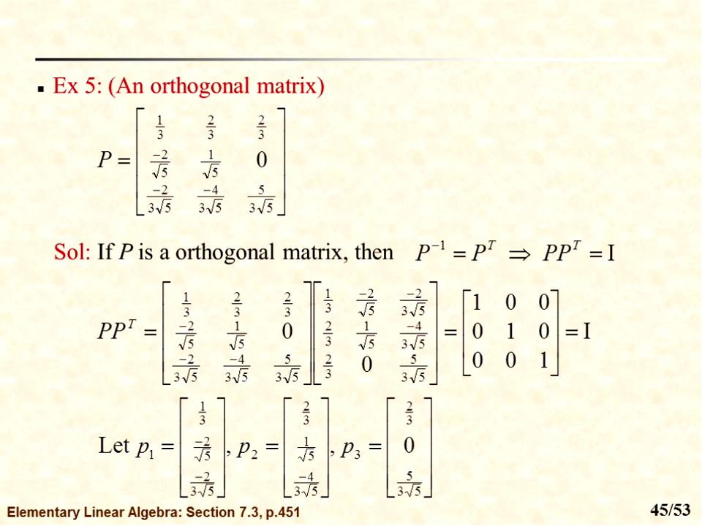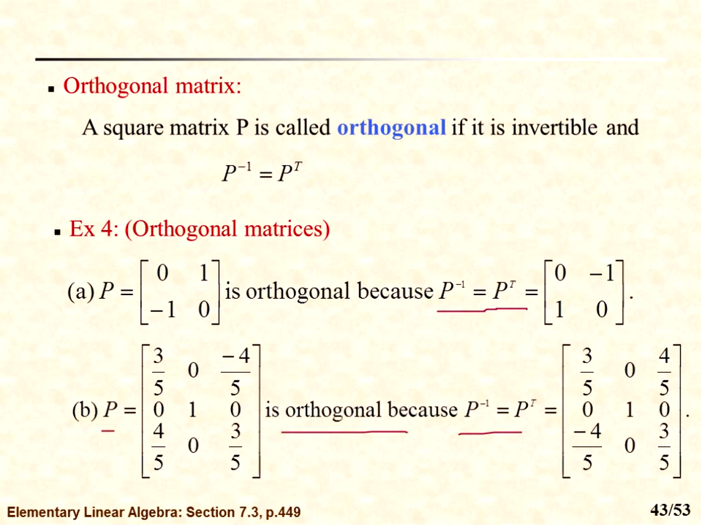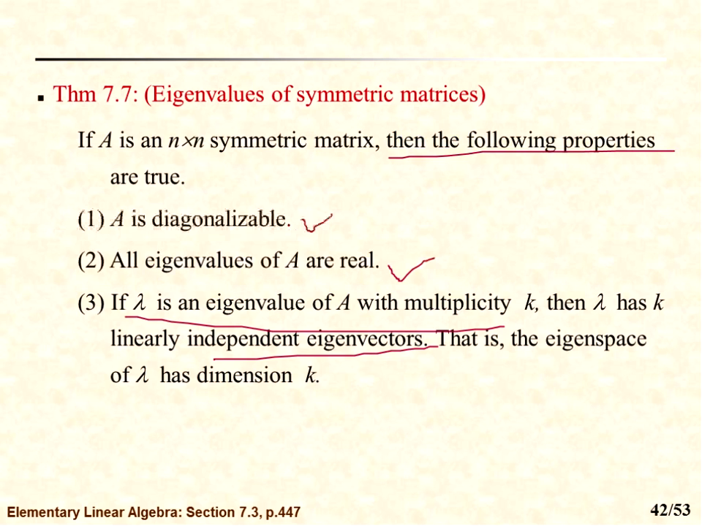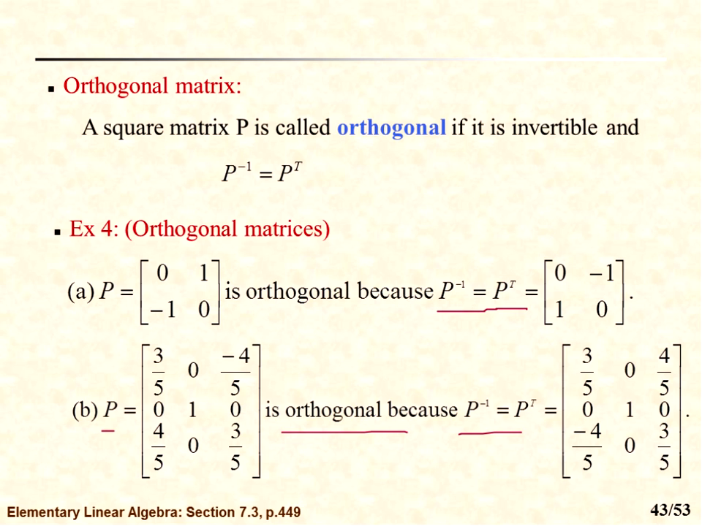So for example, P equal to 0, 1, minus 1, 0 is orthogonal because P inverse is equal to P transpose. P inverse is equal to P transpose, which is 1, 0, 0 minus 1, 1, 0. Similarly, another matrix is orthogonal because P inverse is equal to P transpose. So it is an orthogonal matrix.